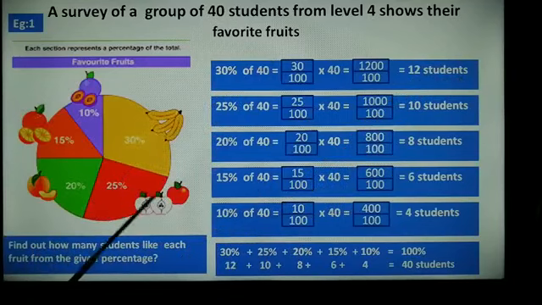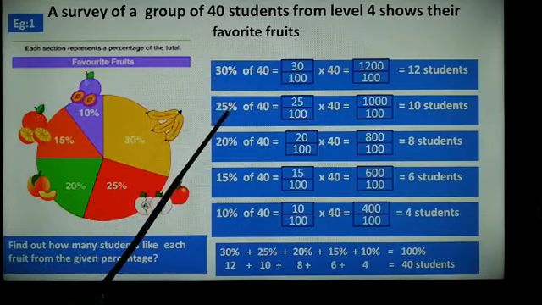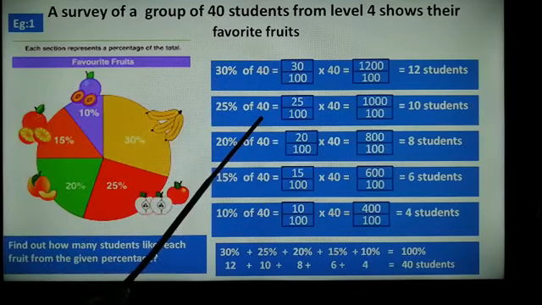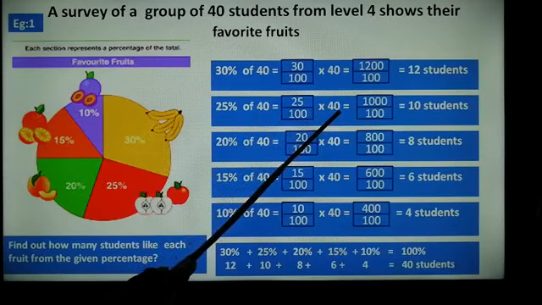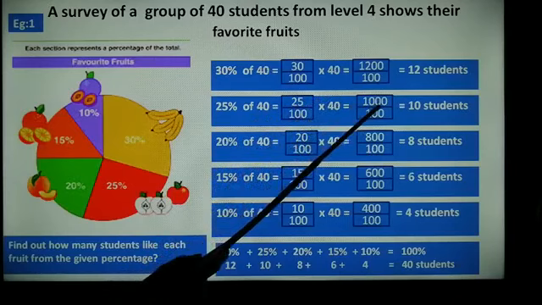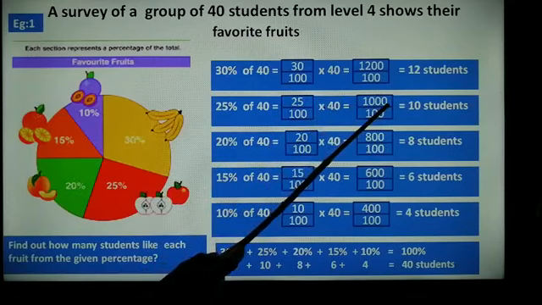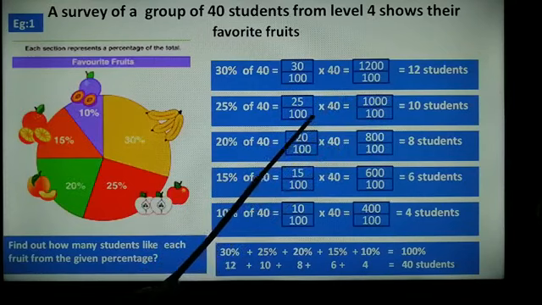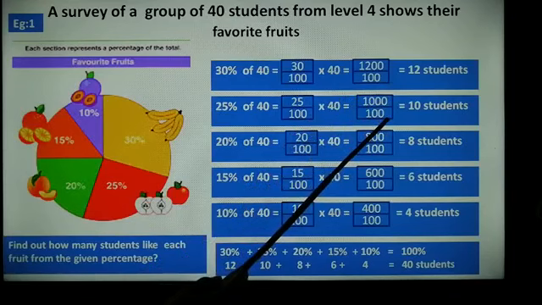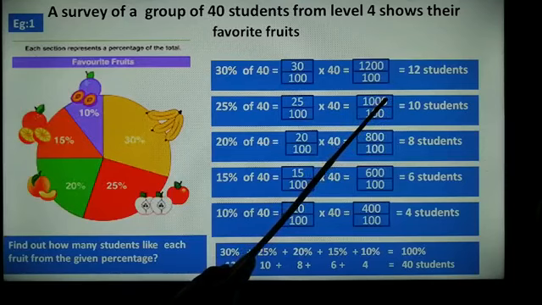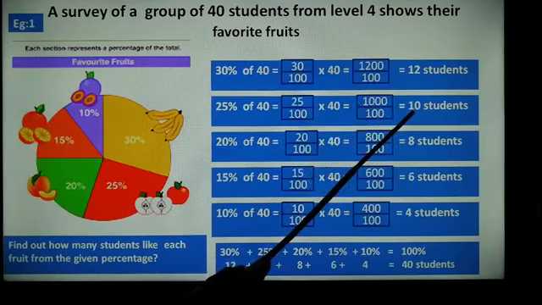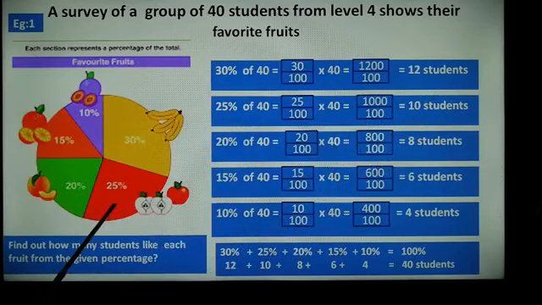The next one we will do is apple. 25% like apple. So what will the number be? The same way, 25% of 40. That means 25 by 100 multiplied by 40. 25 into 4 is equal to 100. Then add the 0. It will become 1000. And the denominator will be 100. When you cut 2 zeros from here and 2 zeros from the numerator, what is left? 10. 10 students like apple.